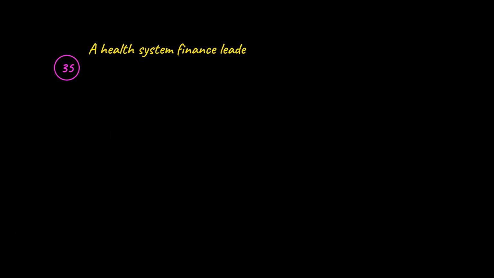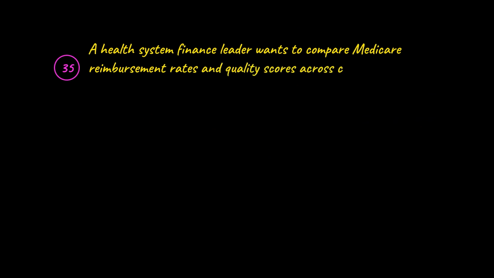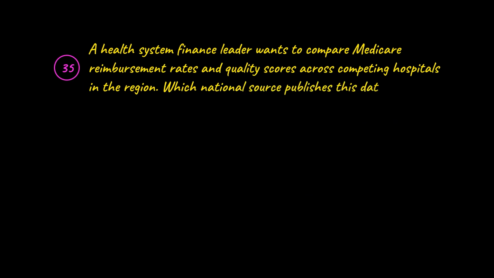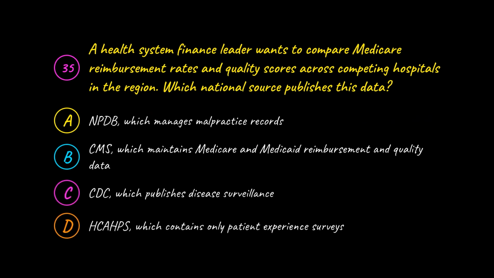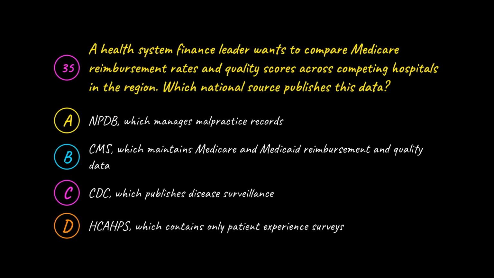Question 35. A health system finance leader wants to compare Medicare reimbursement rates and quality scores across competing hospitals in the region. Which national source publishes this data? Your options are A. NPDB, which manages malpractice records, B. CMS, which maintains Medicare and Medicaid reimbursement and quality data, C. CDC, which publishes disease surveillance, D. HCAHPS, which contains only patient experience surveys. Before I reveal it, which one do you think is right?